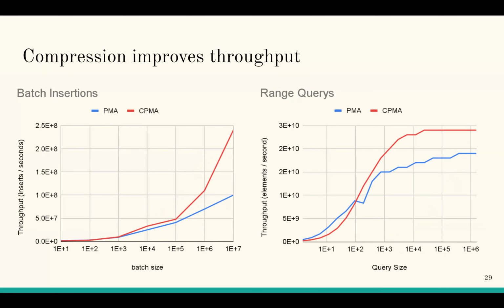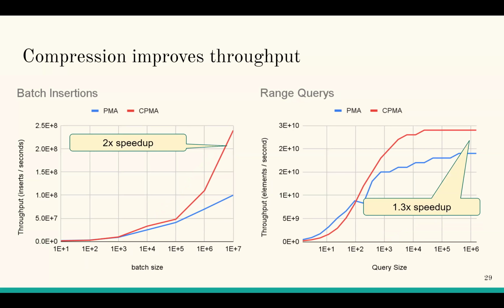Sometimes when you add compression, you are able to get better scalability at the price of not getting any more throughput because of the extra work of compression. However, we do find here that we're able to get about a 2x speedup on batch inserts, as well as a 1.3x speedup on range queries.